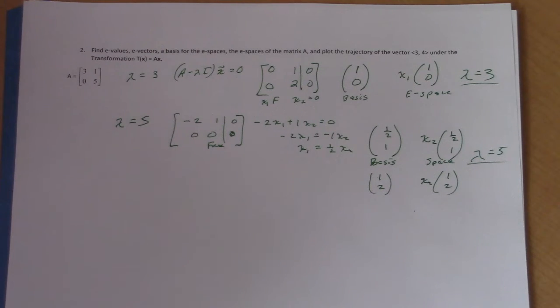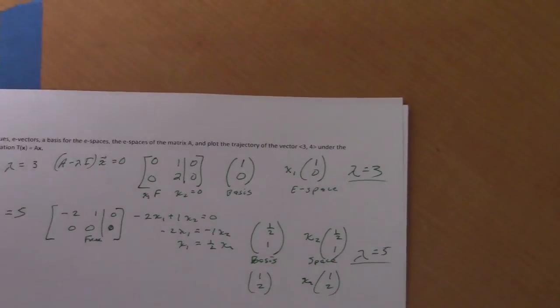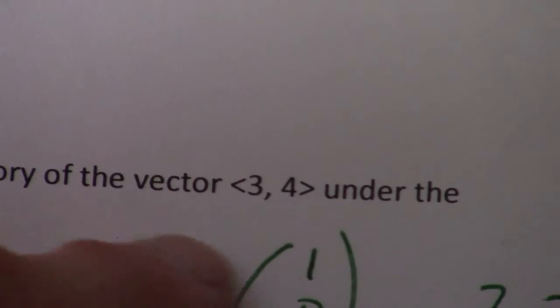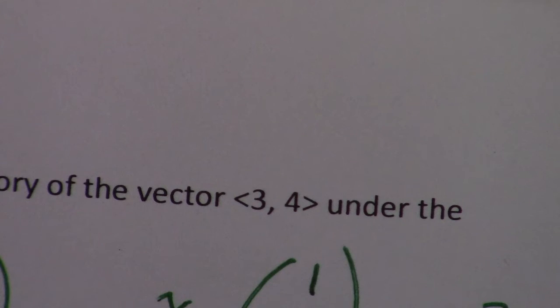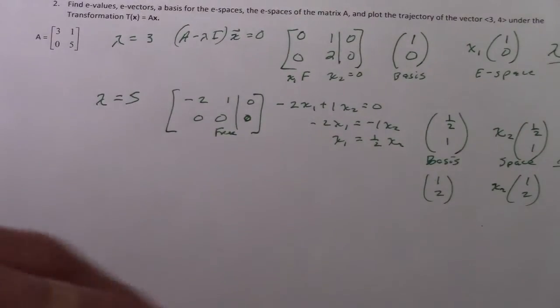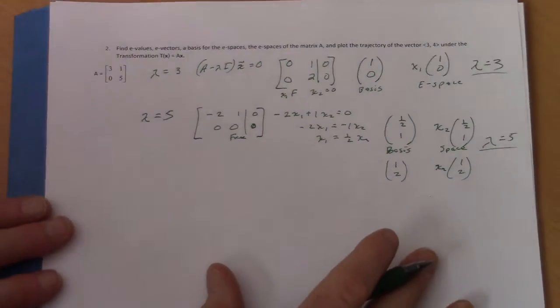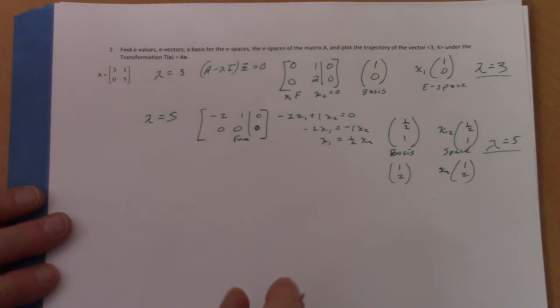A piece of graph paper. The reason I want to do that is I have to plot the trajectory a little more closely. It says to plot the trajectory of the vector 3, 4, which is clearly not an eigenvector. Okay, so let's zoom back out there. It's not an eigenvector, so it won't be on the eigenspace, but the eigenspaces will influence it.